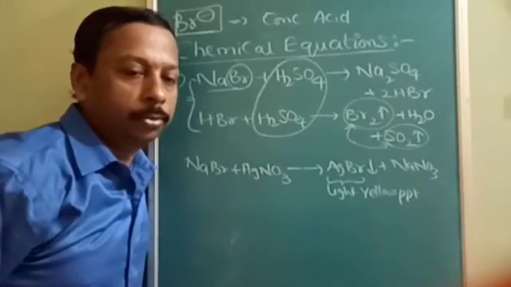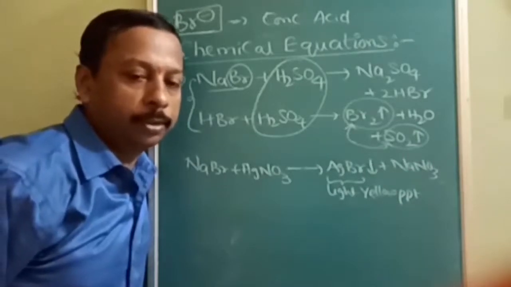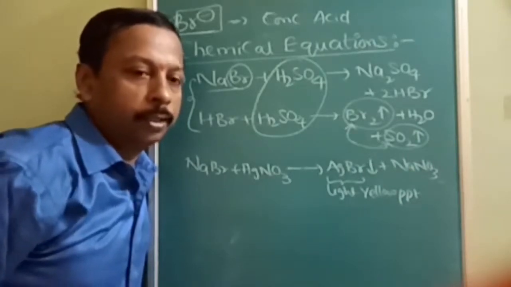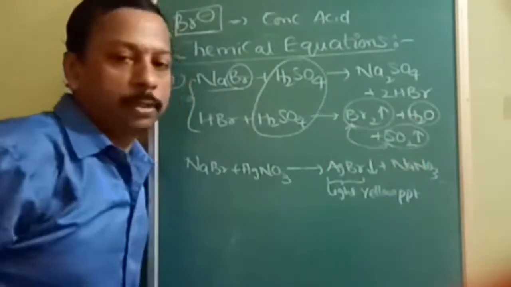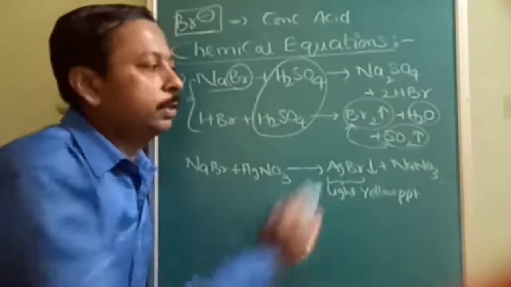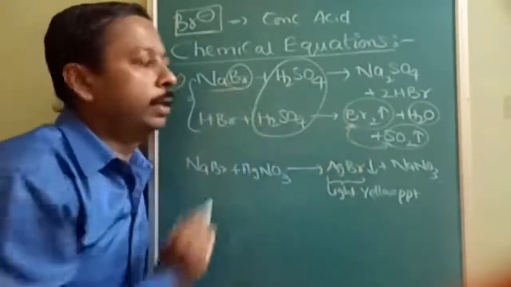The same color is also possessed by NO2. Then we will pass this gas through H2O. If it produces brown coloration, that means it is Br2, that means Br minus is available.